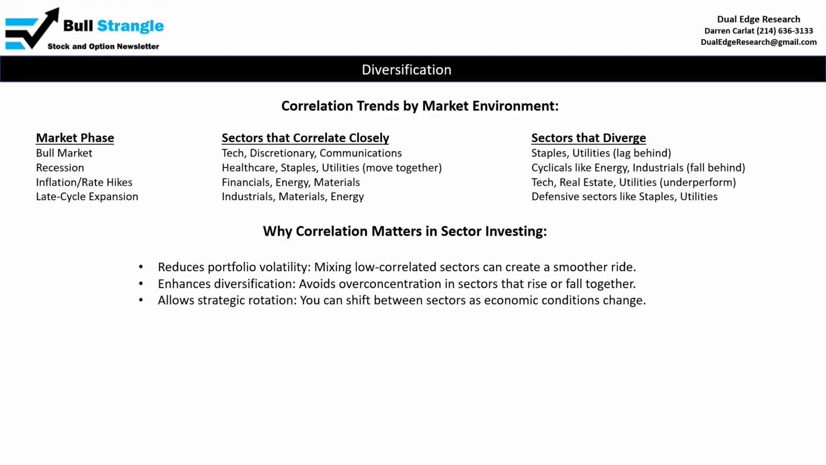The correlation does matter in sector investing because it does reduce portfolio volatility. If you're mixing low correlated sectors, they can create a smoother ride. It enhances diversification because it avoids overconcentration in sectors that rise and fall together. And it allows for strategic rotation, so you can shift between sectors as economic conditions change.